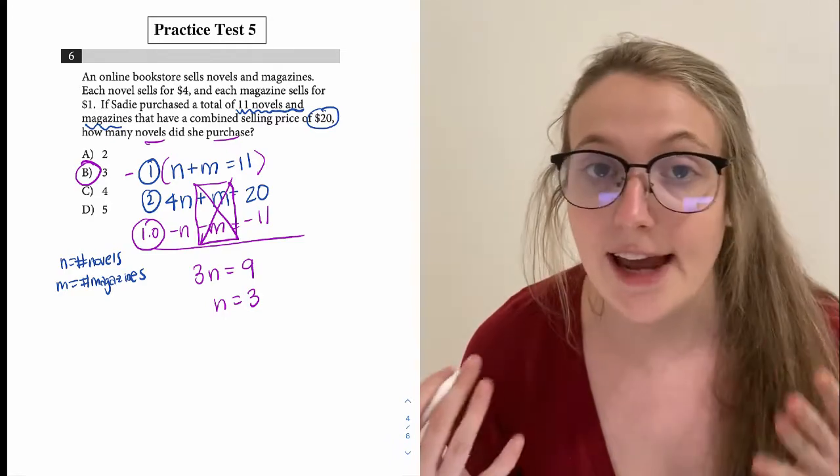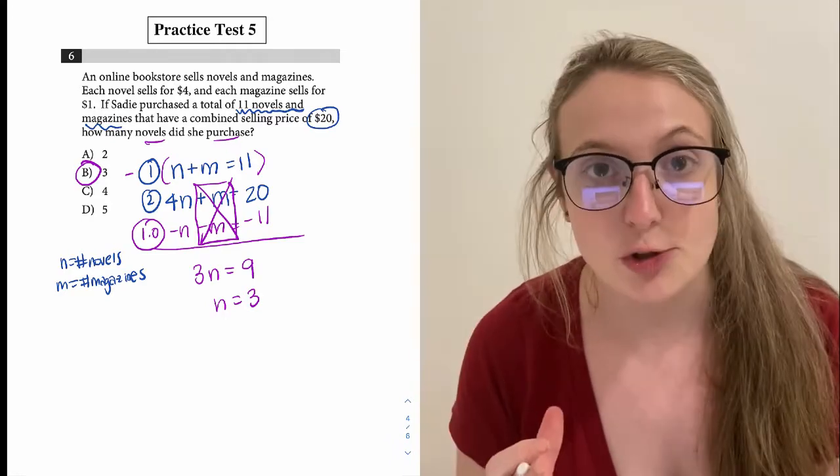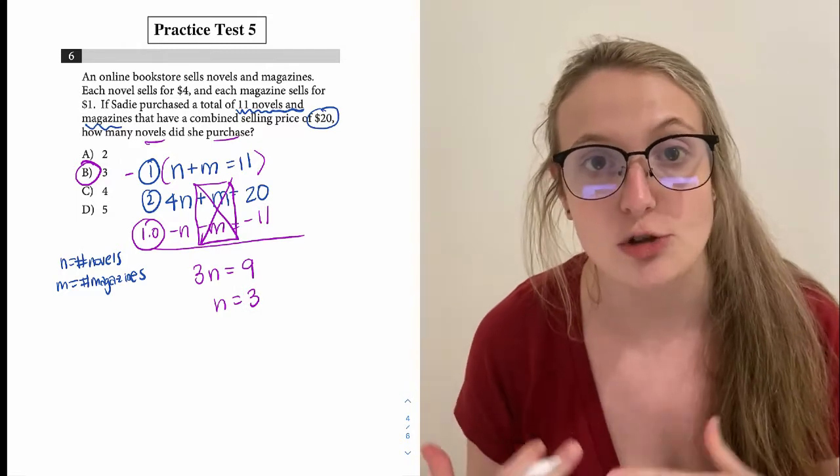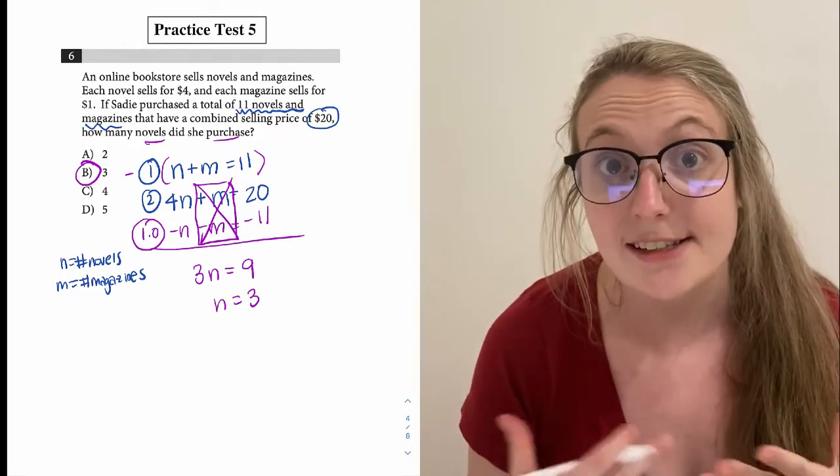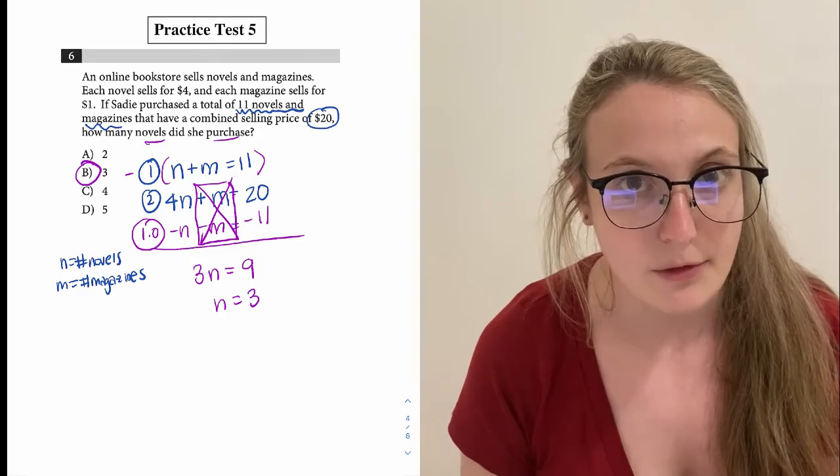All right, so that's basically how we deal with these problems. We want to set up 2 equations and then either use substitution or elimination in order to find the desired quantity that they are asking for.